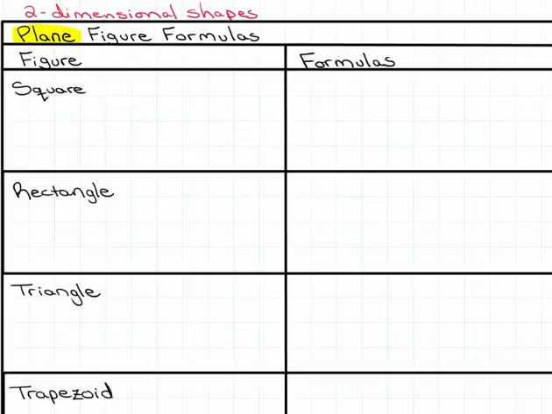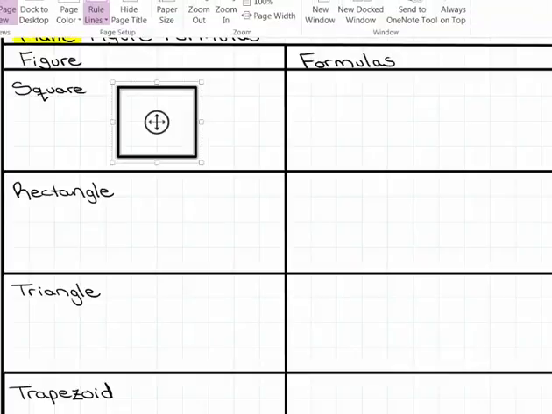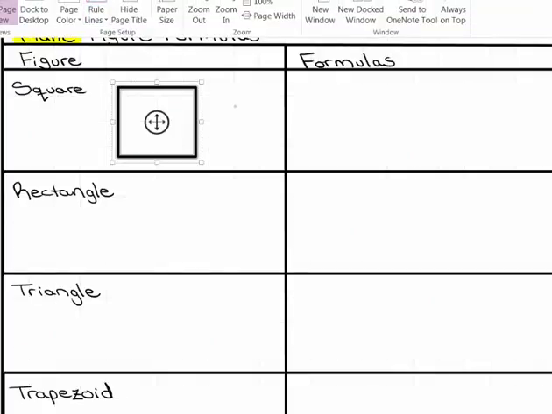Square. Let's draw a square. Actually, I got a better idea. Let me use this to help me draw a square. How's that? Let's see, does that look like a square right there? Well, you know what? Let me get rid of these lines. There, that looks better.